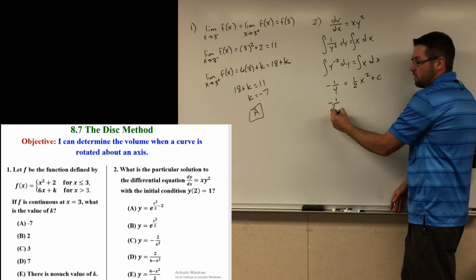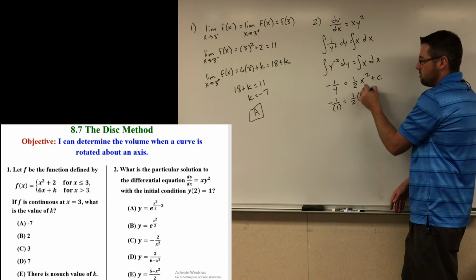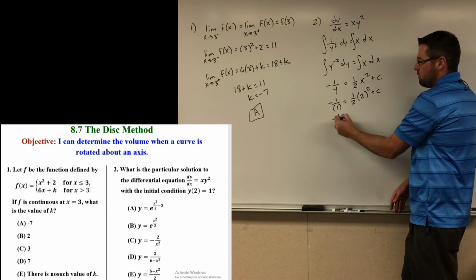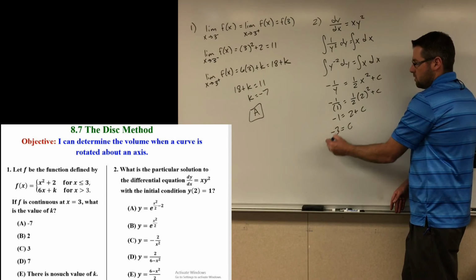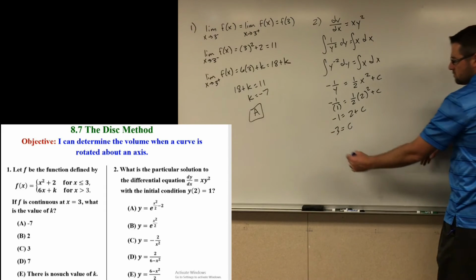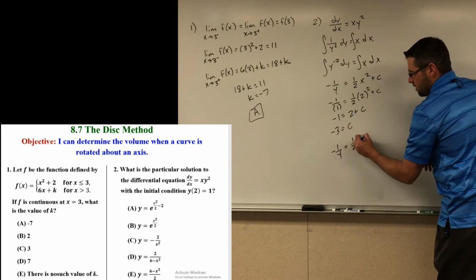So it's negative 1 over 1 equals 1/2 times 2 squared plus c. So you've got negative 1 equals 2 plus c. So c equals negative 3. Now what do I do? Plug in c and solve for y. So you've got negative 1 over y equals 1/2 x squared minus 3.